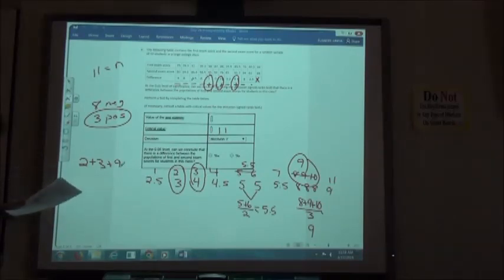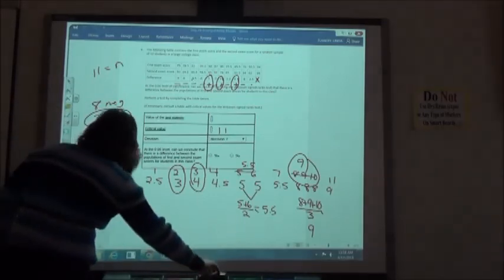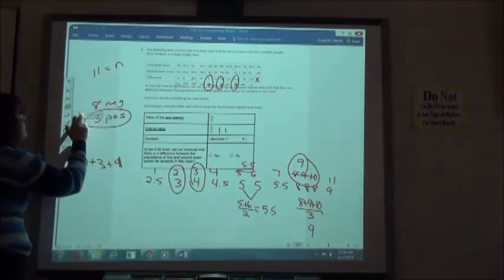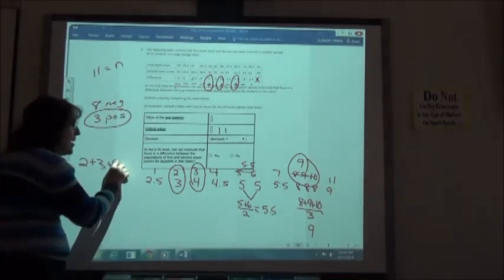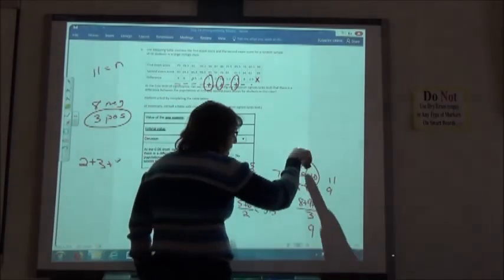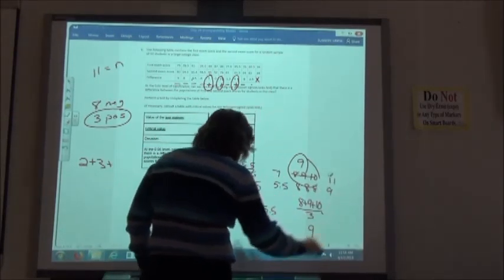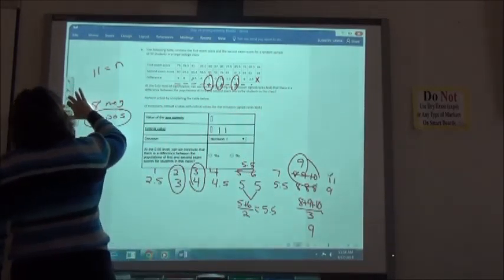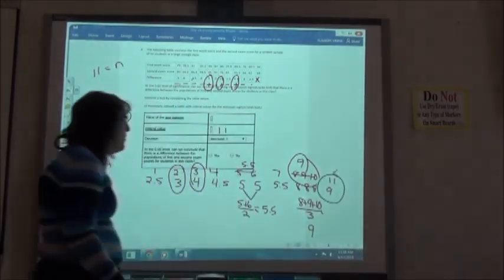If I do... Oh, wait a minute. Ignore me. I used the wrong number here. Hopefully you were sitting there going, hey, that's not the right number. I was doing 8. All the 8s had a rank of 9. I wanted to do the 9. I should have used that number there.